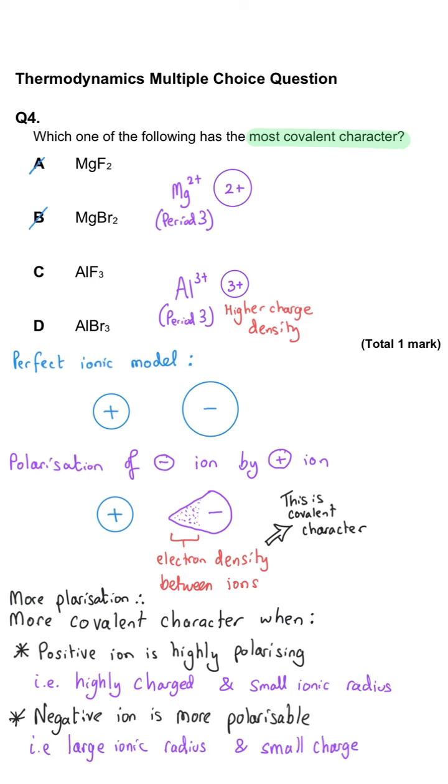And then to decide between C and D, we are comparing fluoride and bromide. Bromide is a larger ion. And since they're both in group 7, they will have the same charge.